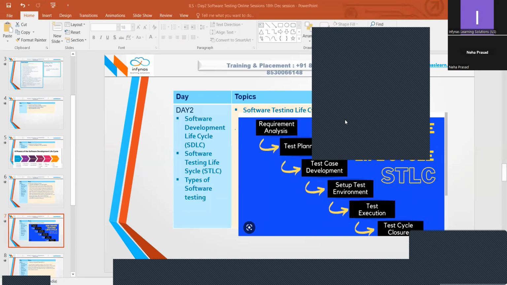Don't try to mug it up. Think about it. If people come to you and say that there is no BRD, how are you going to test? We need to upfront say that it's going to be difficult to test if there is no BRD, because the BRD is a kind of a bible in the software development life cycle.